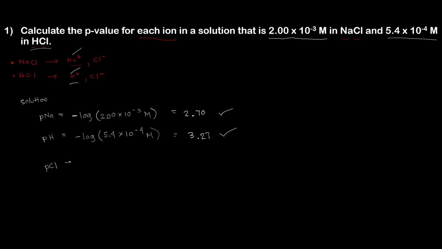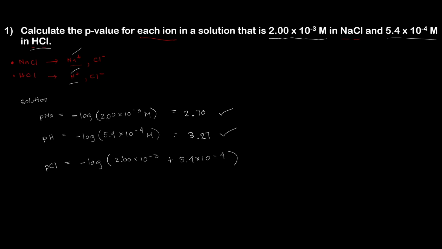pCl. Okay, so in this case, the Cl minus, or the chloride ion, exists from both NaCl and HCl. So we can calculate their concentration by summing both of these molar concentrations. So negative log, let's add both the concentration from NaCl and HCl. So that's 2.00 times 10 to the negative 3 plus 5.4 times 10 to the negative 4.